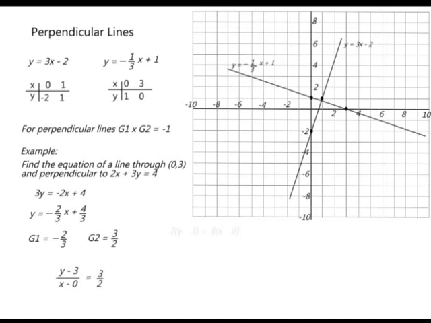Cross multiplication, 2 times y minus 3 is equal to 3 times x minus 0. 2y minus 6 is equal to 3x minus 0. 2y is equal to 3x plus 6 and y is equal to 3 over 2 x plus 3. Someone may ask you to find the coordinates of the point of intersection of these two perpendicular lines. In such cases, you get the two equations and solve them as simultaneous linear equations.